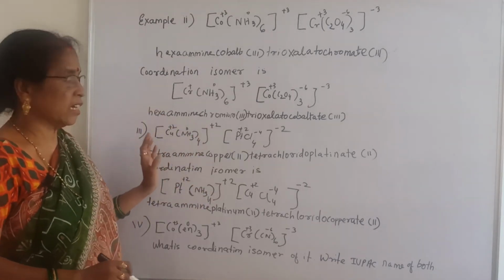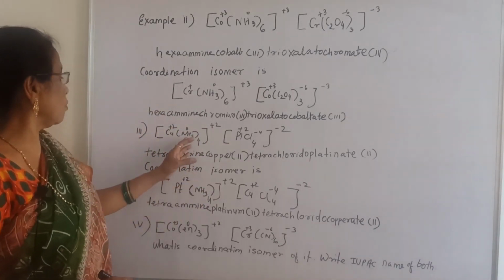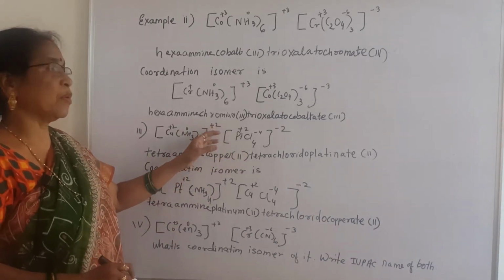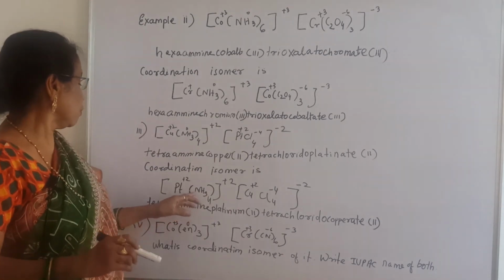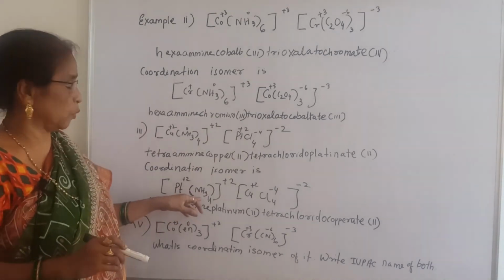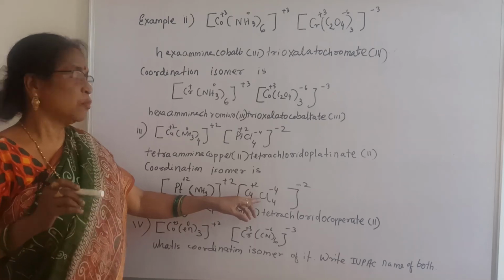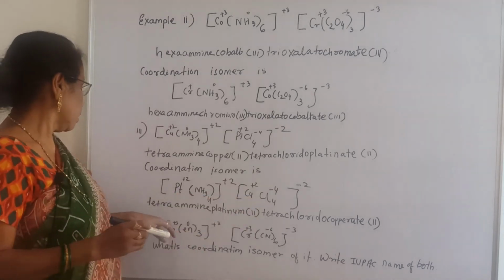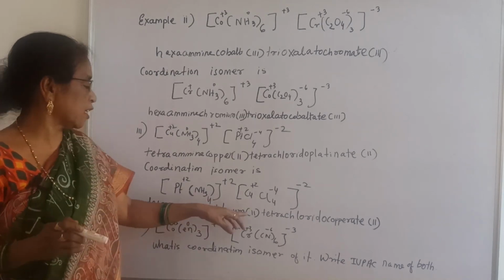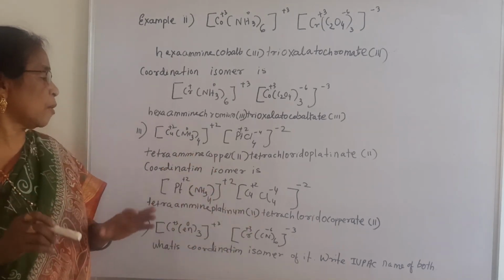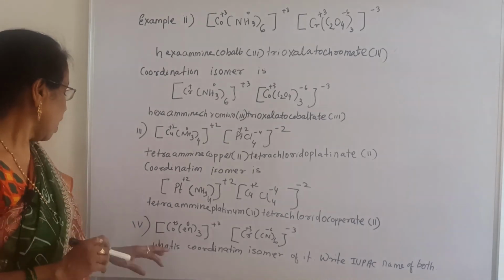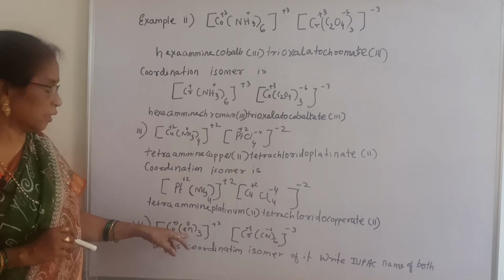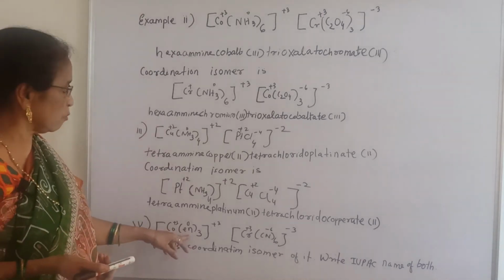Now what is the coordination isomer of this? You interchange the ligands, so ammonia should come to platinum, but if it came to the other side you can't write the +2 sign, that is why you put Pt(NH3)4. Now here also four chloride ions go to the copper. So what is the name? Tetraammineplatinum(II) tetrachloridocuprate(II).